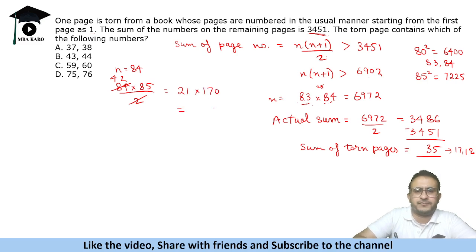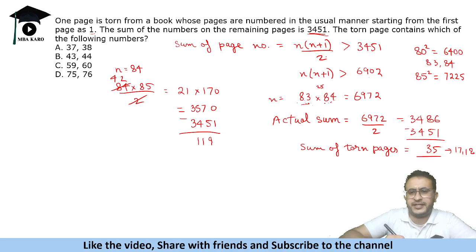So this will be 17 117, 1 carries 35, 3570. Okay, 3570, and the reported number is 3451. So the difference is 119. Okay, so this is the sum of torn pages. So that means 59 and 60. So that is our answer.